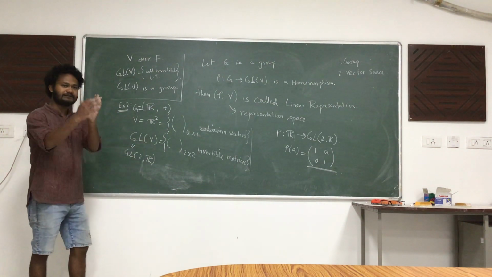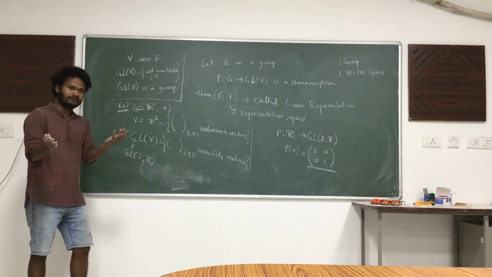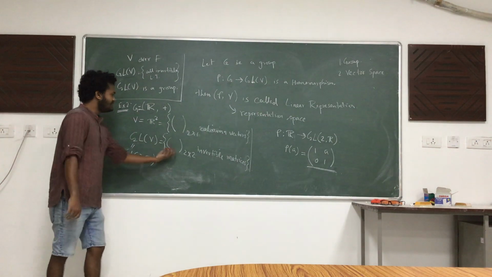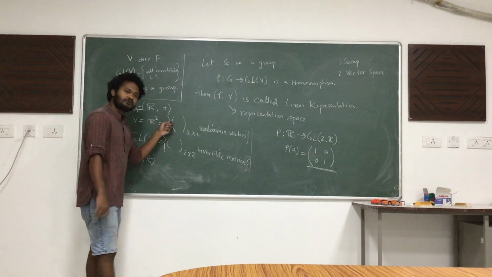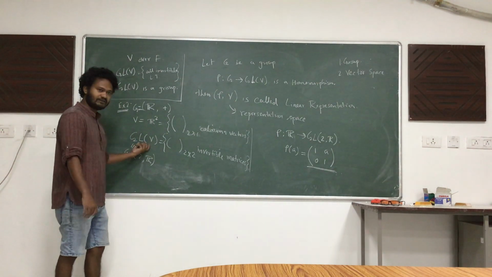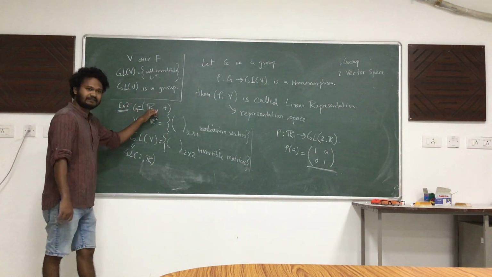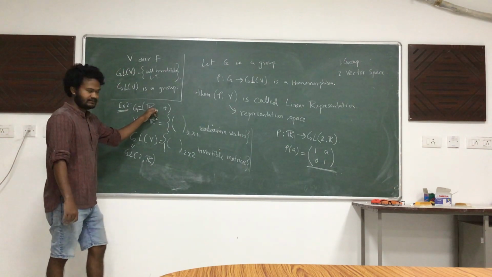GLP is a collection of all the invertible linear transformations. So GLP is nothing but all the 2 cross 2 invertible matrices. So in this particular case, GLP is this. In this particular example, G is R.